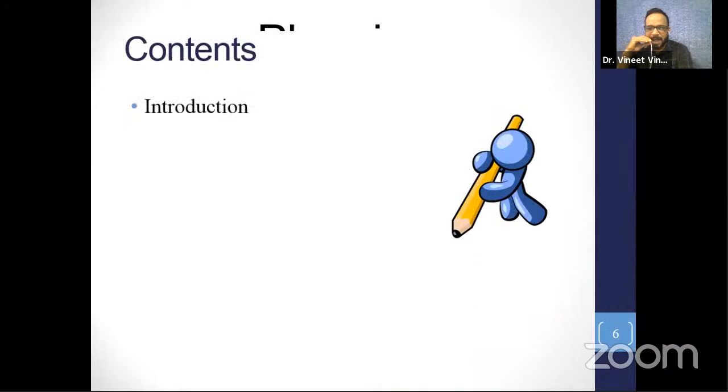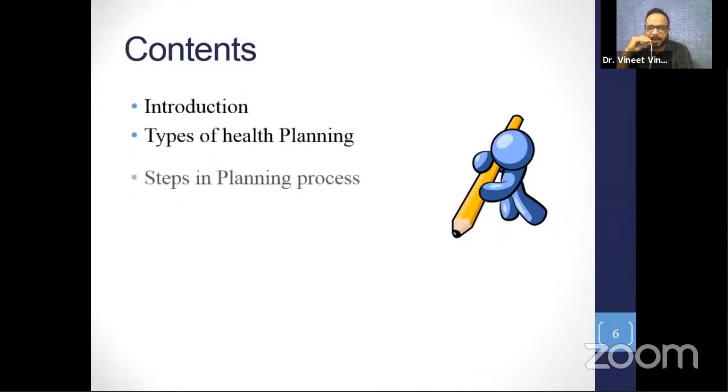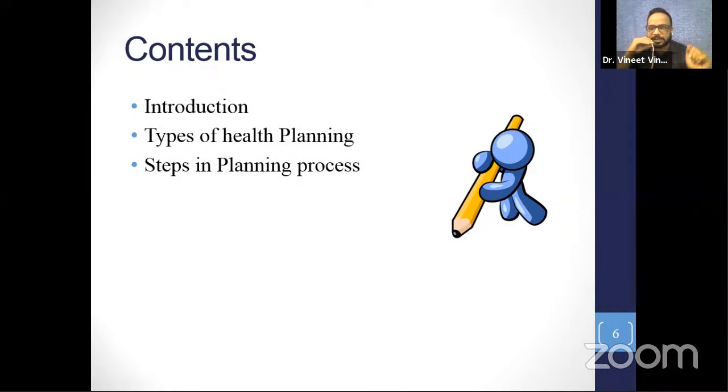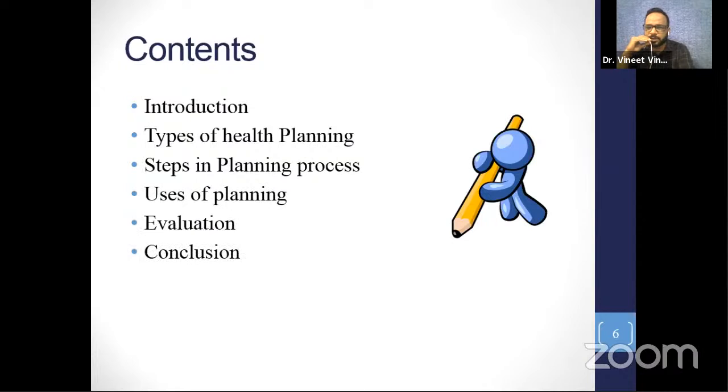The content of my session will be a little introduction with the types of health planning and steps in the planning process. I'm going to show you one flow chart. If you draw that flow chart, you are going to get full marks, along with a little explanation, and you'll really score well in that question on planning and evaluation. That is called the steps in the planning process. Then uses of planning, and then we'll go on to evaluation, and we'll conclude with three or four statements.